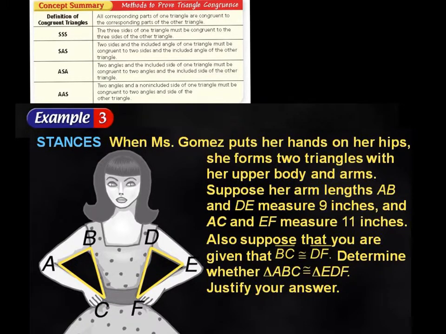Okay, this is a little bit goofy. When Ms. Gomez puts her hands on her hips, she forms 2 triangles with her upper body and arms. Suppose her arm lengths AB and DE each measure 9 inches. Yes, her arms are the same length, that's good. And AC and EF both equal 11 inches. Also suppose that you're given that BC, her torso, equals DF. Determine whether triangle ABC is congruent to triangle EDF. Justify your answer. Well, it is, because they gave us side, side, side.